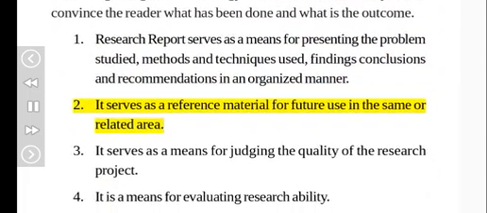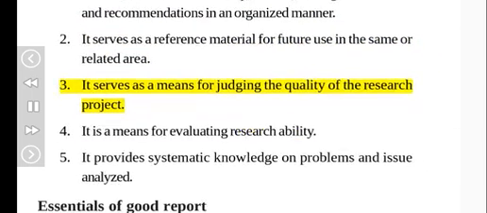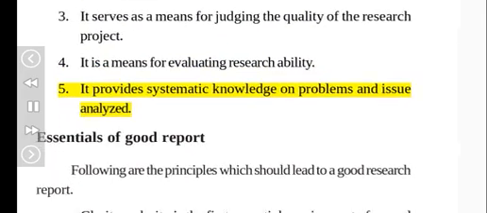2. It serves as a reference material for future use in the same or related area. 3. It serves as a means for judging the quality of the research project. 4. It is a means for evaluating researchability. 5. It provides systematic knowledge on problems and issues analyzed.